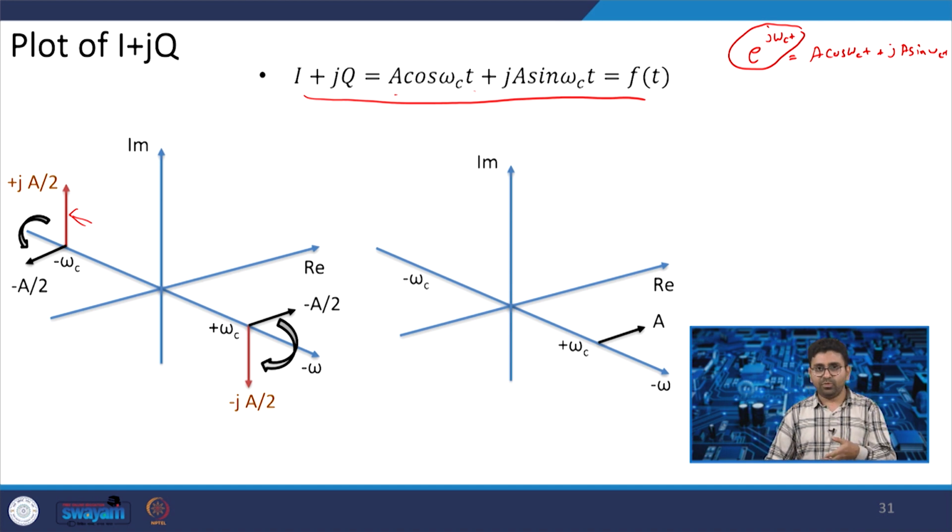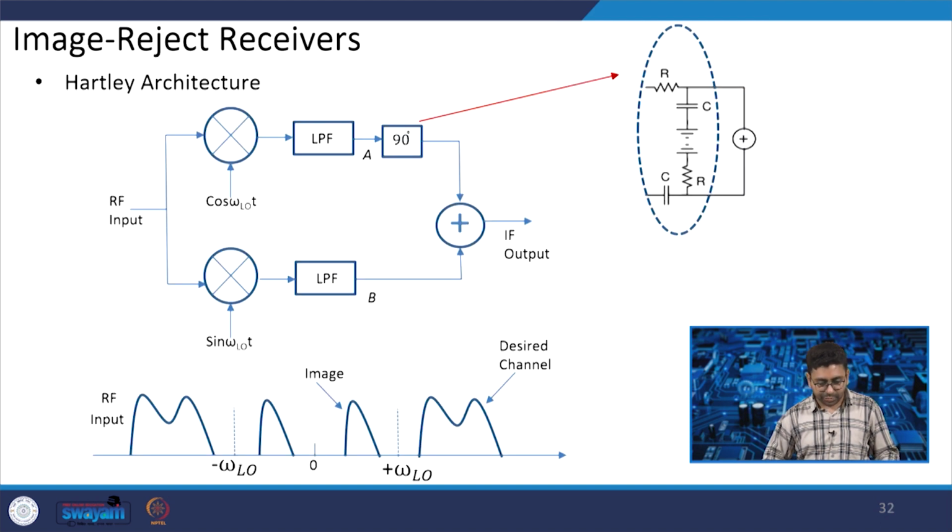Now, we use this Hilbert transform to reject the image in the Hartley architecture, and that is also widely known as the image reject receiver, because it is rejecting the image. The problem of image can be rejected mathematically by using this method. So, how exactly is it done?